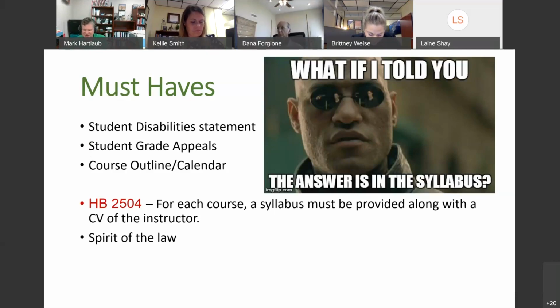Now, I'm not sure that the Texas legislature would agree with me. Yeah, I just work within the spirit. That's how I view it, though. Meaning, what's the point of having the syllabus ready months early? It's so students know what kind of course they're signing up for. That's the spirit of the law, so students know what's going on.